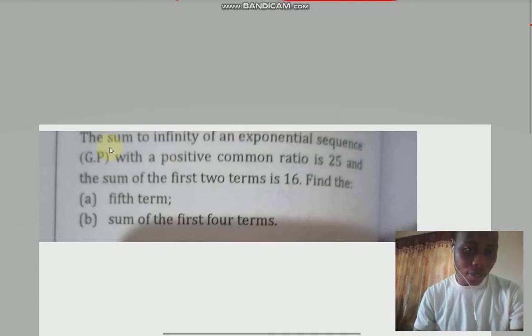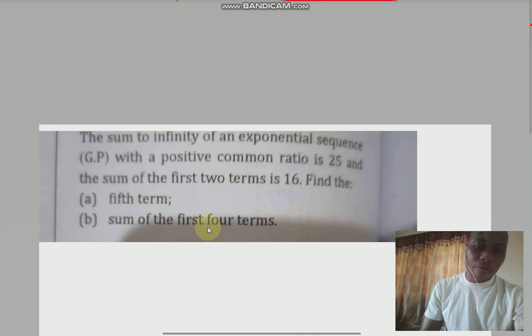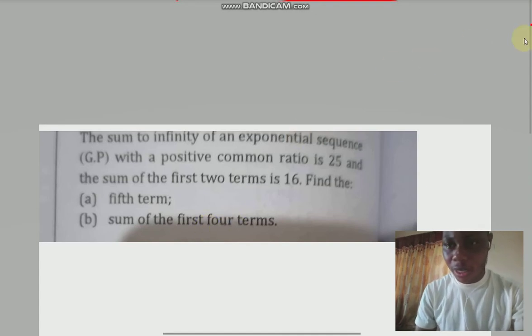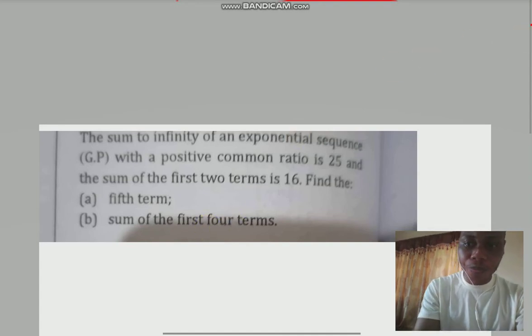We are given that the sum to infinity of a geometric sequence GP with a positive common ratio is 25, and the sum of the first two terms is 16. We are supposed to find the fifth term and the sum of the first four terms. Let me just grab my pen so that we start.